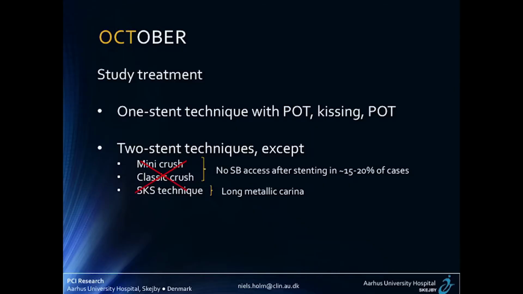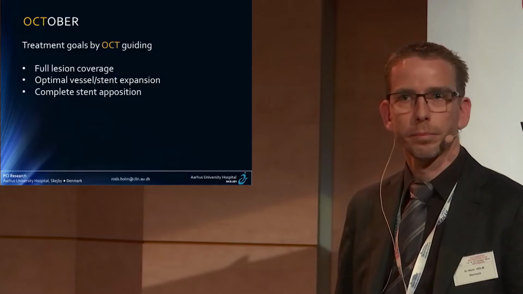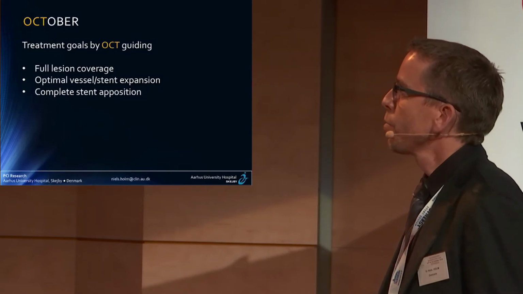So if we look at the techniques, we have, of course, one stent technique with POT, kissing and POT. And then we will also, of course, have two stent techniques, but we have excluded a few of them. And then we have some treatment goals. We aim for full lesion coverage. We aim for optimal vessel and stent expansion and complete stent apposition. So these are the headlines.